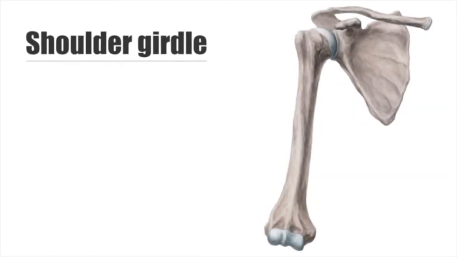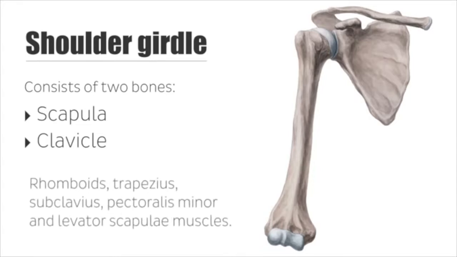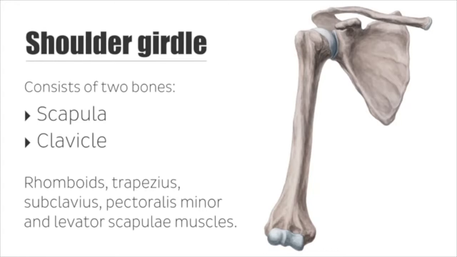The shoulder girdle consists of two bones, the scapula and the clavicle, or the collarbone, and the muscles that attach to and move these bones. They are the rhomboids, trapezius, subclavius, pectoralis minor, and levator scapulae muscles.